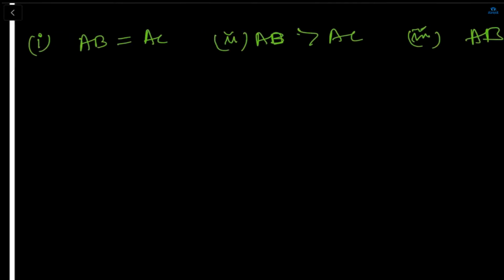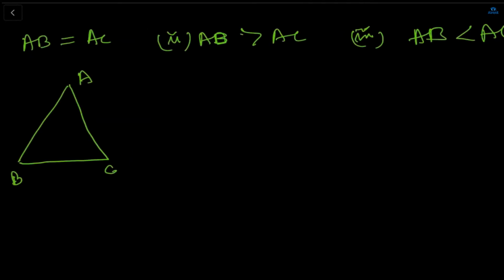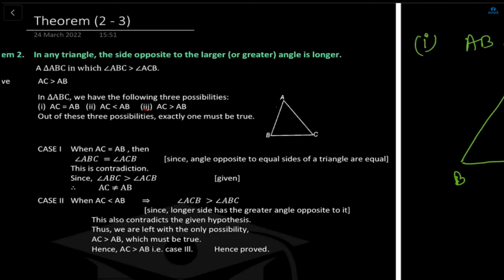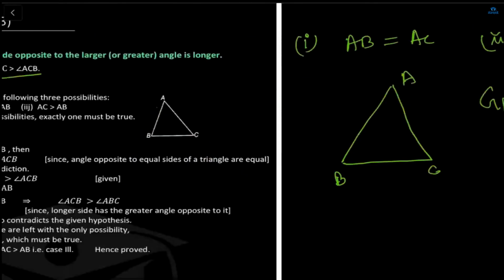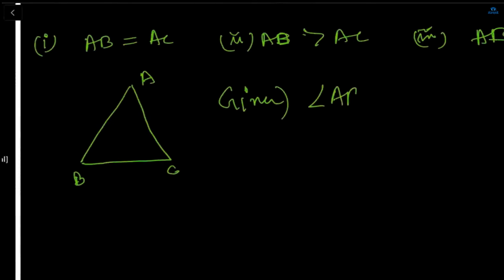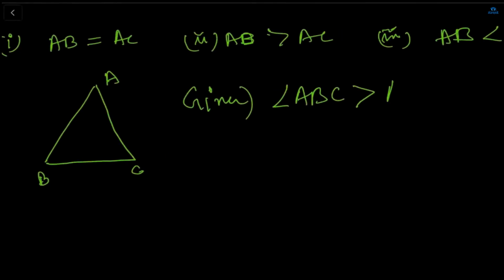Now let's see. If you're having a triangle ABC, in all these three conditions only one condition can be true. Yes or no? Either the sides will be equal, or one will be greater, or one will be smaller. Only one condition can be true. Now let's see what is given in our question. Given is that angle ABC is greater than angle ACB.